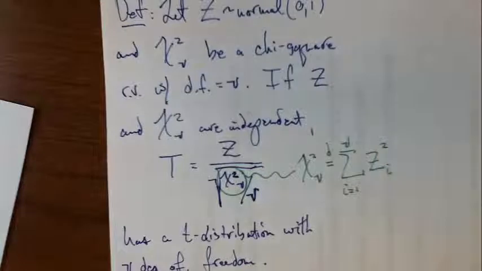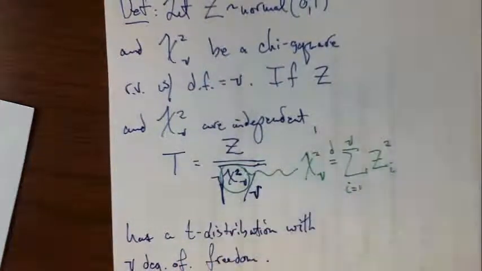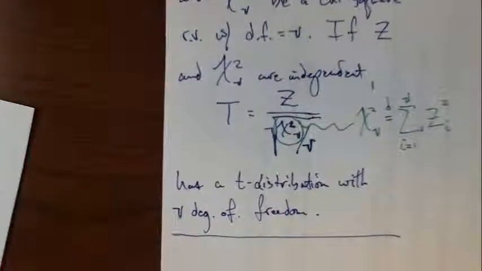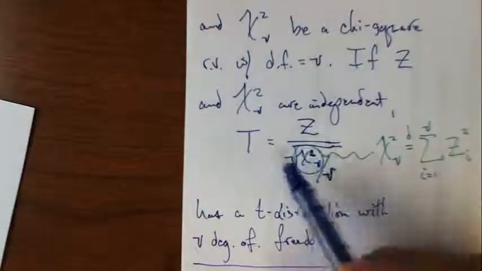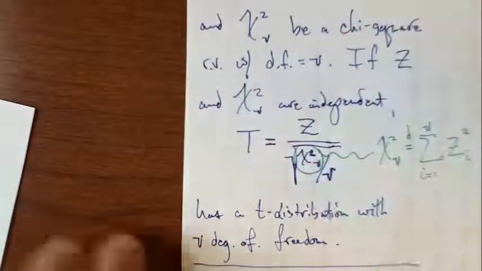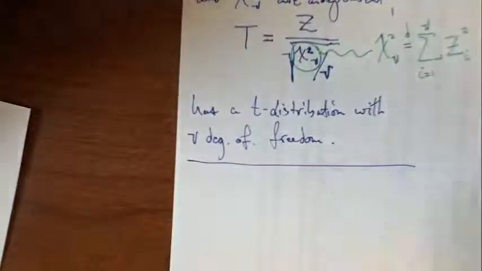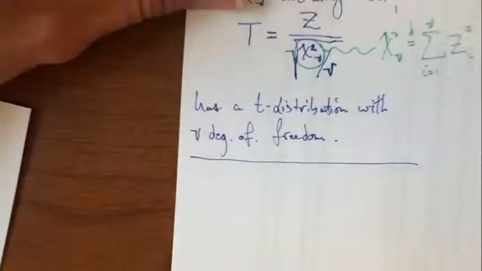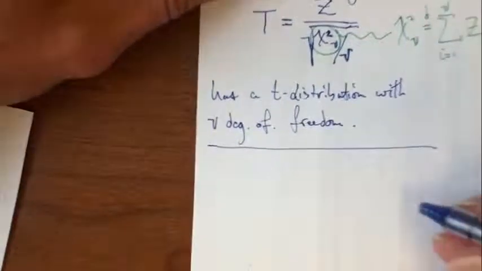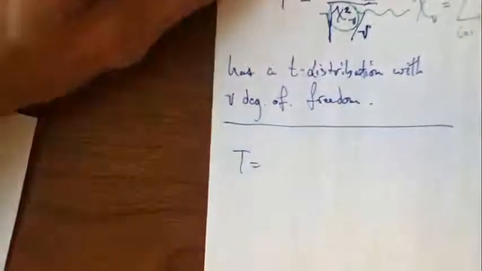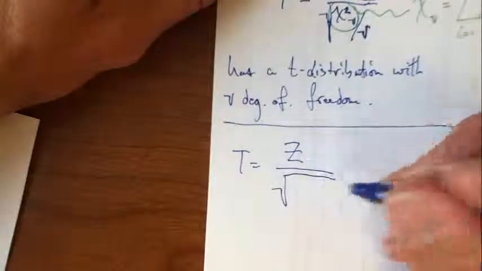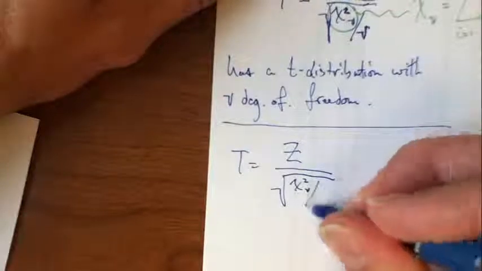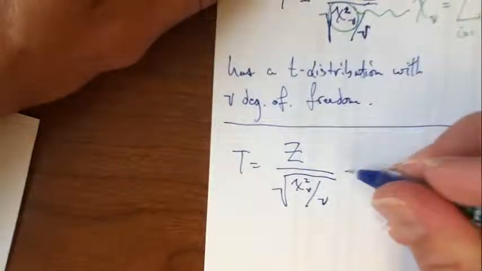So, why do we care? Well, this is just a definition. We're not going to prove this. There's nothing to prove here. We're just saying that this thing has this other distribution. Why is this useful? Well, let's take a look. What if I write down what we just wrote down up there? T is this standard normal divided by the square root of this chi-square variable over its degrees of freedom.